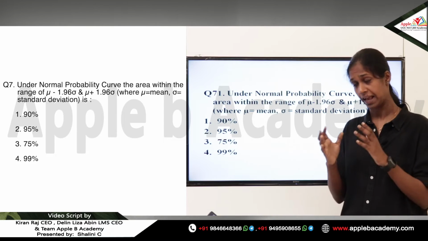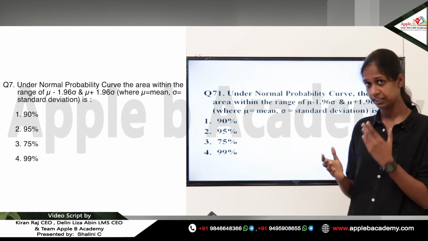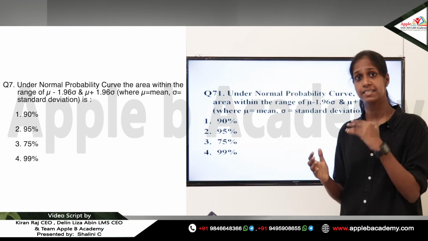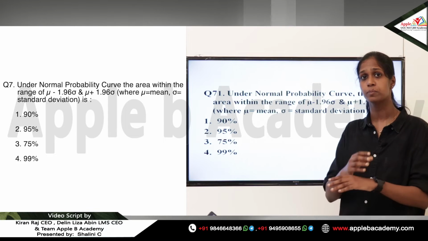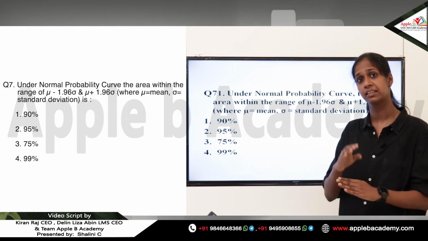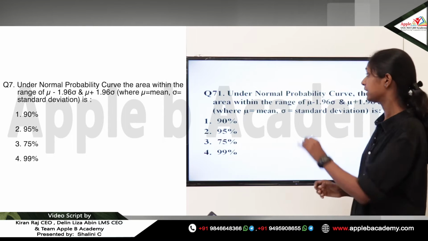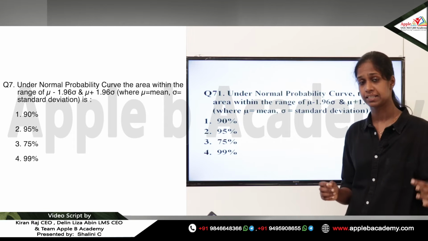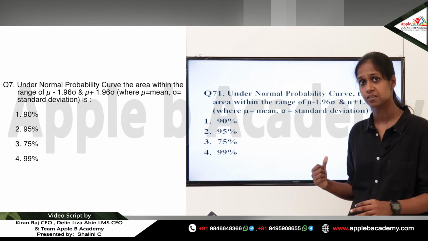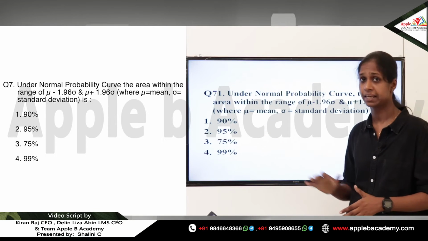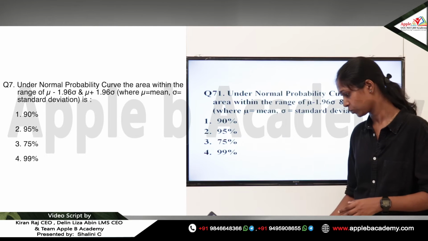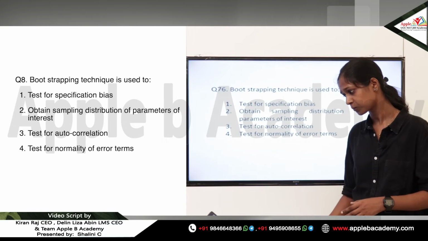As we know the properties of a normal probability curve or a normal distribution, it is symmetrical, it's bell shaped, and the total probability is 1. The area under the normal probability curve is altogether 1. But in between mu minus 1.96 sigma and mu plus 1.96 sigma, the area covered will be 95%. So option 2 is the answer.